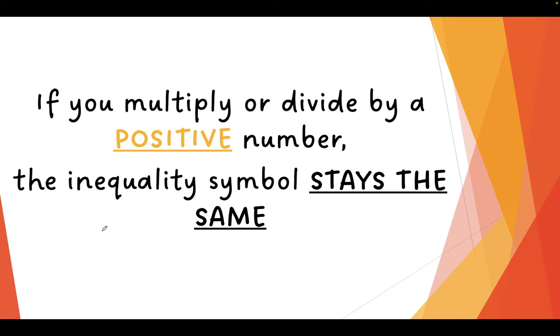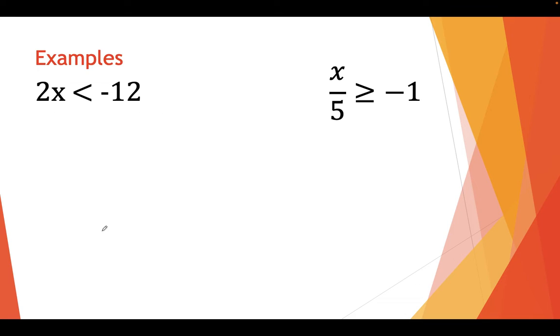Now we're going to take a look at some multiplication and division problems. As long as you are multiplying or dividing on both sides of your inequality by a positive number, your inequality symbol will stay the same, just as it did in the addition and subtraction examples. Let's take a look at what this looks like. 2x is less than -12. I'm going to divide by 2 on both sides so that I can cross out 2 divided by 2, which is 1x, and -12 divided by 2 is -6.